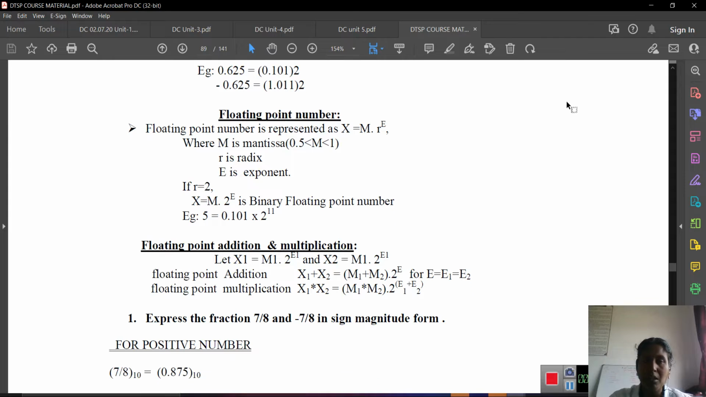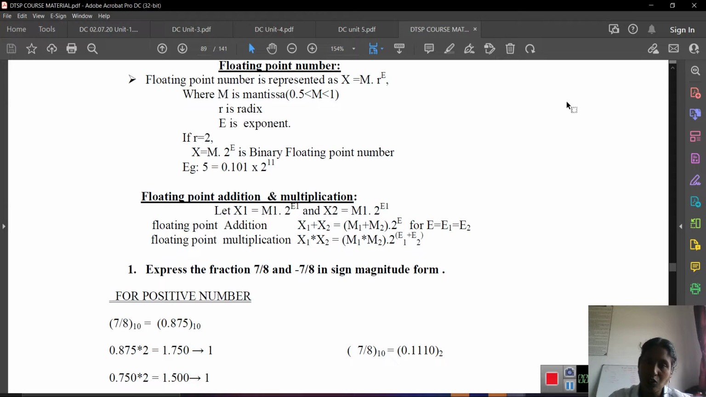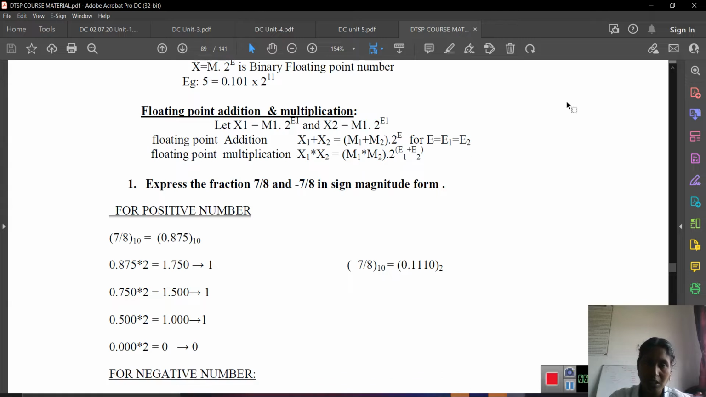Then floating point number is represented as x equals m times r to the power e, the mantissa form, where m is the mantissa, 0.5 less than m less than 1, r is the radix, and e is the exponent. If r equals 2, we directly apply the formula and get the result. Floating point addition and multiplication are also the same. Let x1 equal m1 times 2 power e1 and x2 equal m2 times 2 power e2. Then floating point addition means x1 plus x2, add the two terms and finally we get the result.